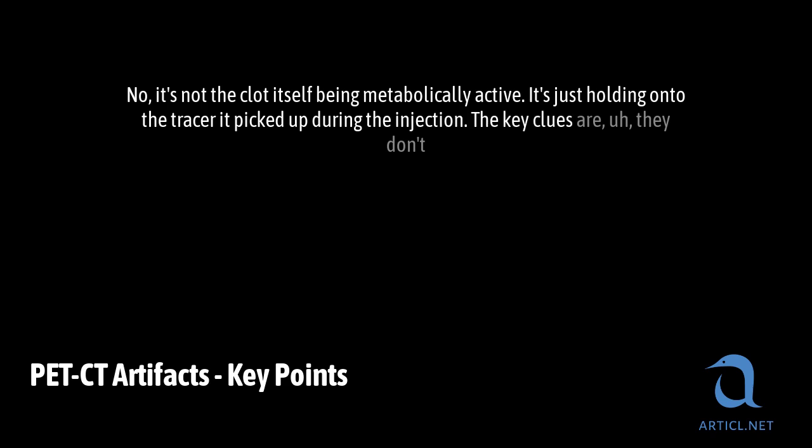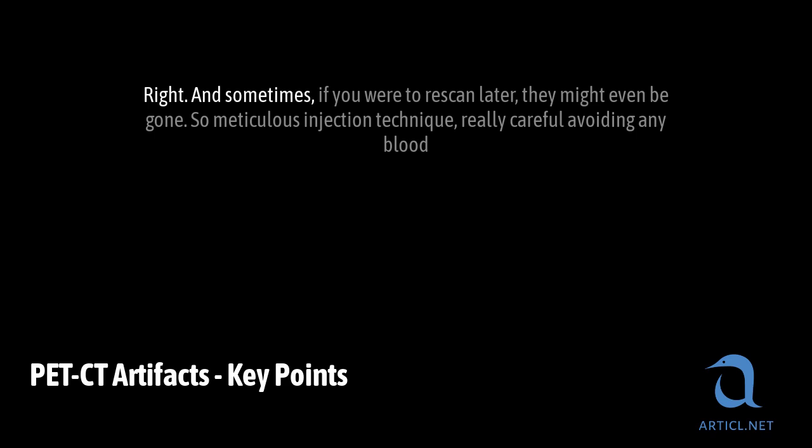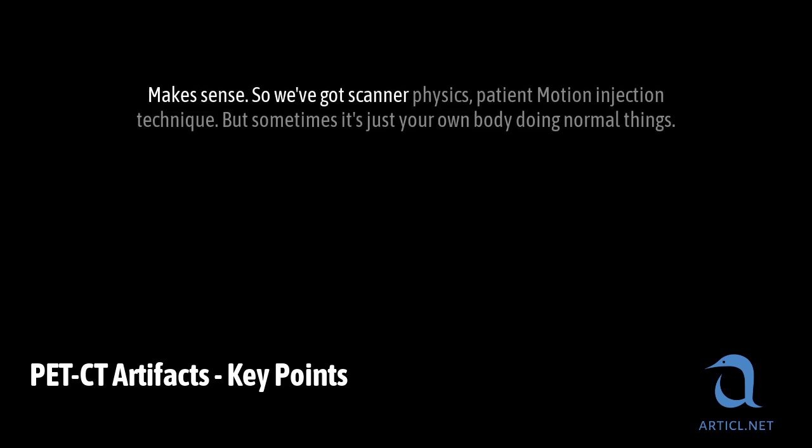The key clues are they don't have a matching lesion on the CT scan. No anatomical correlate. Right. And sometimes, if you were to rescan later, they might even be gone. So meticulous injection technique, really careful, avoiding any blood aspiration, is vital. Makes sense. So we've got scanner physics, patient motion, injection technique, but sometimes it's just your own body doing normal things, right?